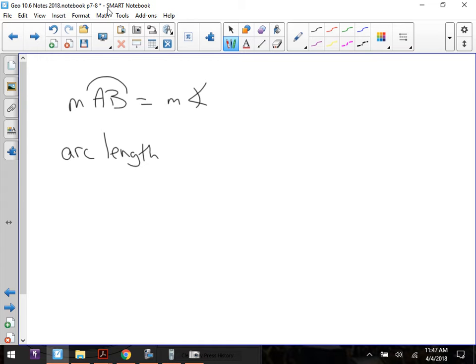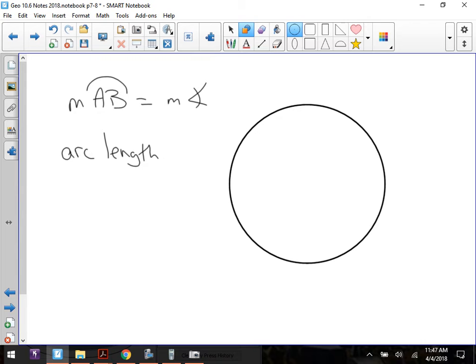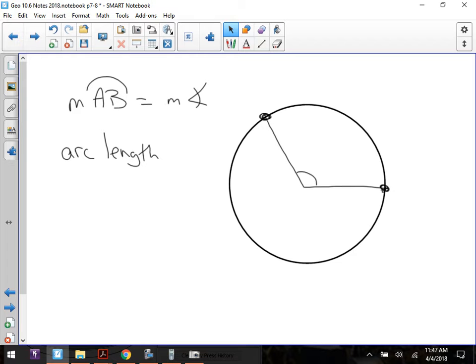Now, when you're on a circle, in order to measure an arc, that's my angle. In order to measure this arc, I'd have to take a tape measure and measure around a curve. Okay? And I really can't measure around a curve.